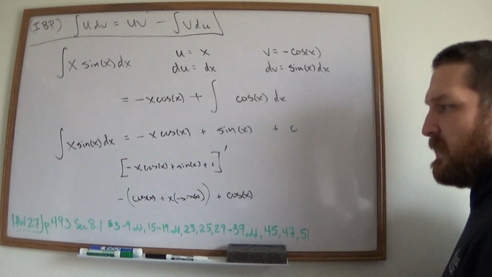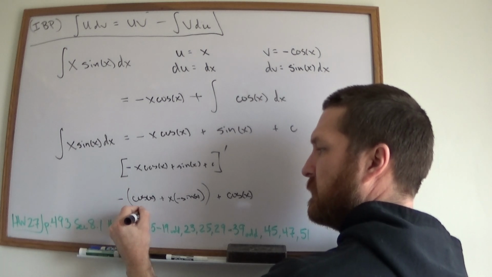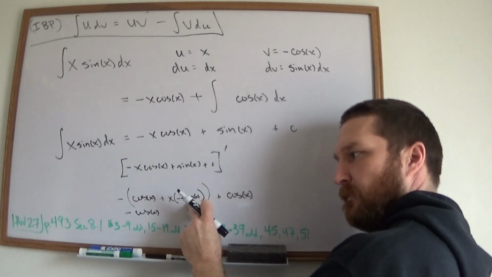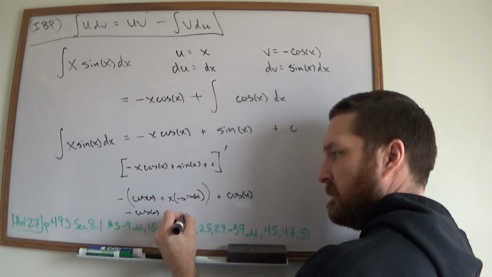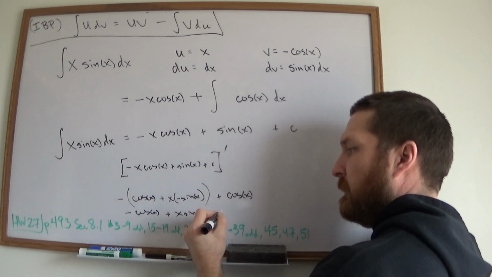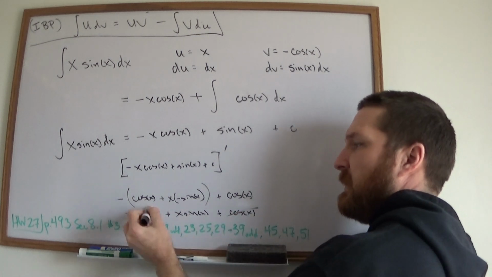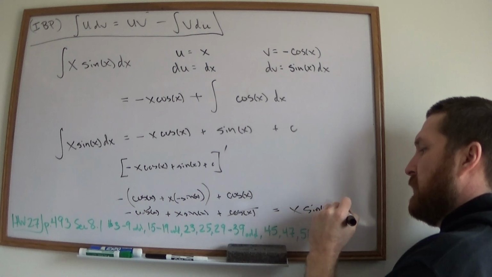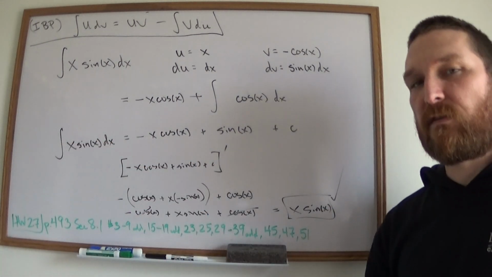Derivative of c is just that, so we have, bringing that minus through, minus cosine x, minus a negative is just positive, so that will be plus x sine x, plus cosine x. The plus and the minus cancel, and we're just left with x sine x, which is what we expected, because that is my integrand.